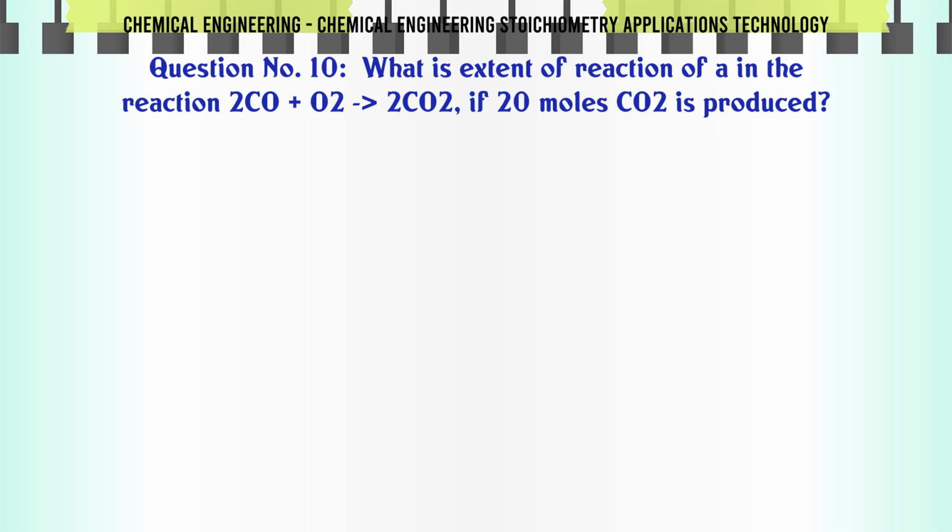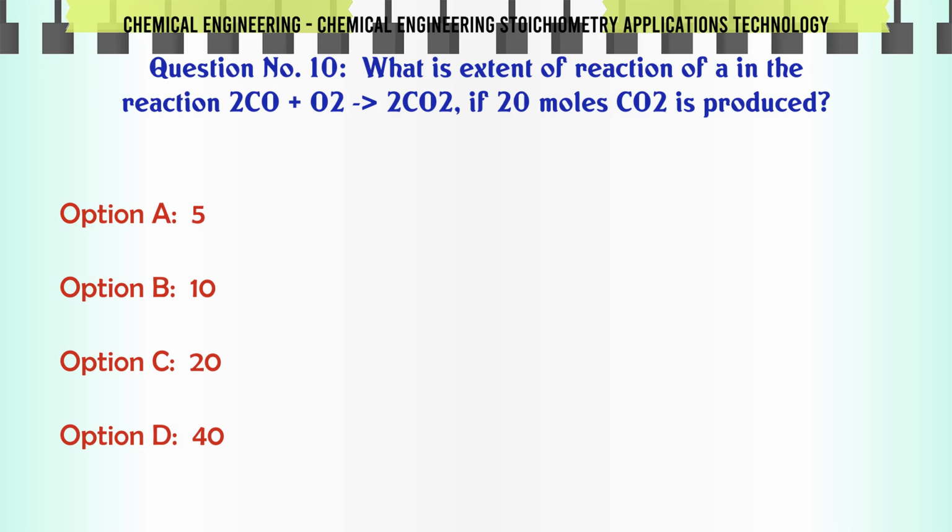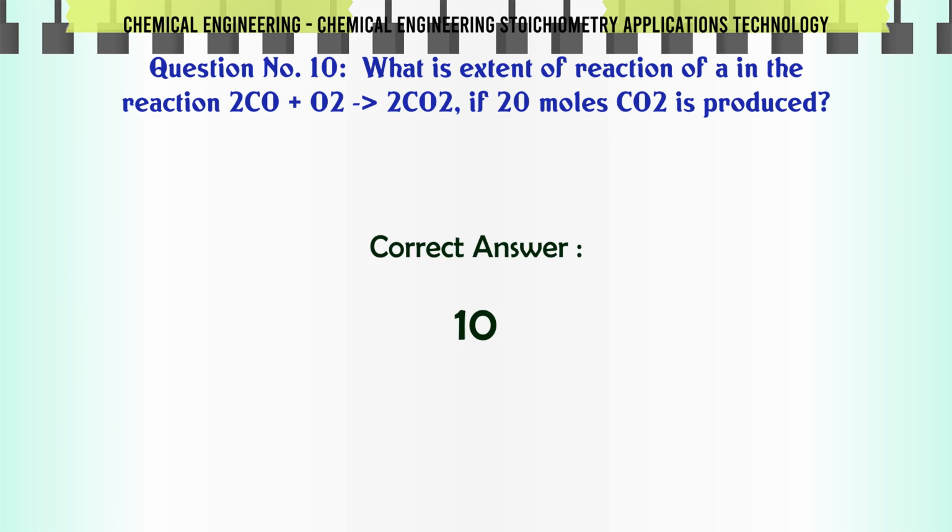What is the extent of reaction of A in the reaction 2A → 2CO2 if 20 moles CO2 is produced? A 5, B 10, C 20, D 40. The correct answer is 10.